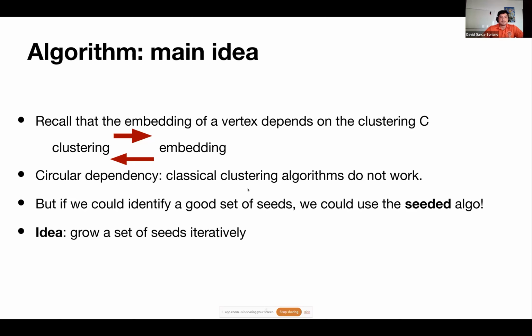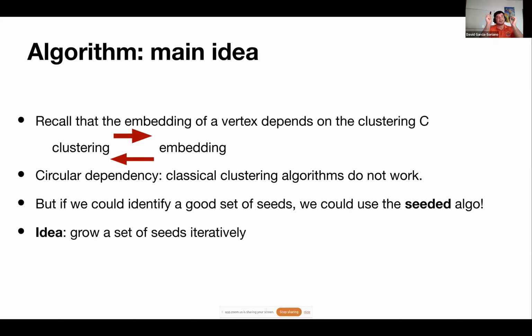And this is actually what makes it hard to apply standard clustering algorithms such as k-means or modularity clustering or any of the other clustering algorithms, because usually they assume fixed features, let's say, whereas our embeddings depend on the clustering itself.